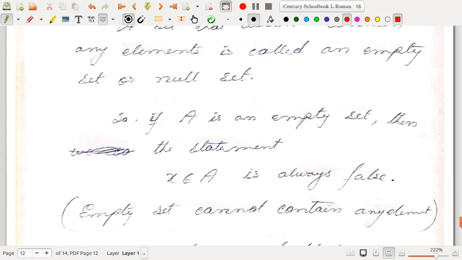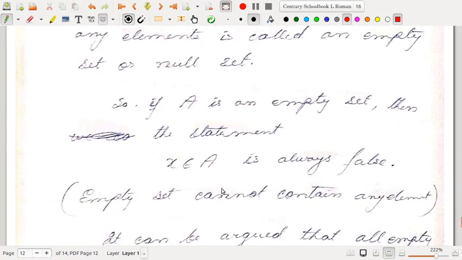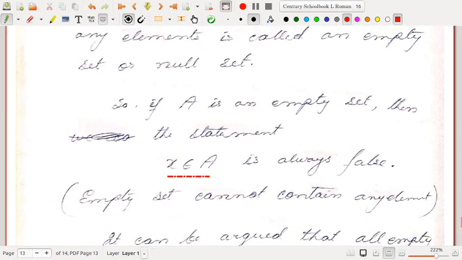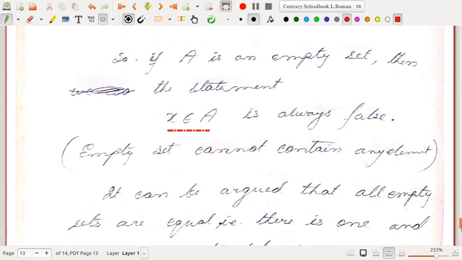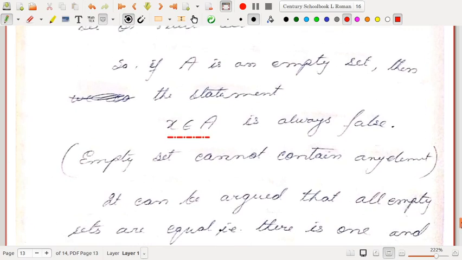If A is an empty set, then the statement x belongs to A is always false. If A is an empty set, then we cannot have any element which belongs to that set. So in many proofs we will encounter this type of statement. When we encounter this for an empty set, we can conclude that there is some problem in our arguments, or we arrive at a contradiction, right?